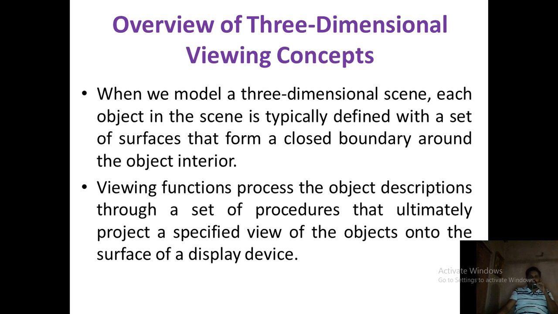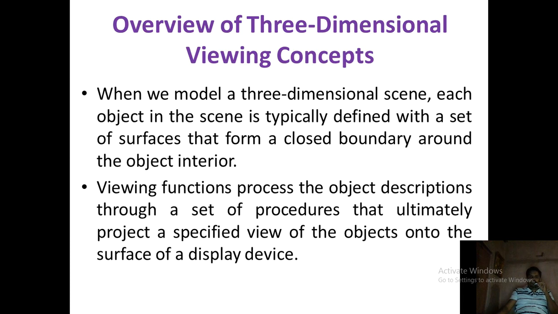When you are going to model any three-dimensional scene, each object in the scene is typically defined with a set of surfaces that form a closed boundary around the object interior. For every object you have to define a set of surfaces that form a closed boundary around the object interior. For the object interior you have to consider all the surfaces which are seen by our eye. That is 3D object modeling.